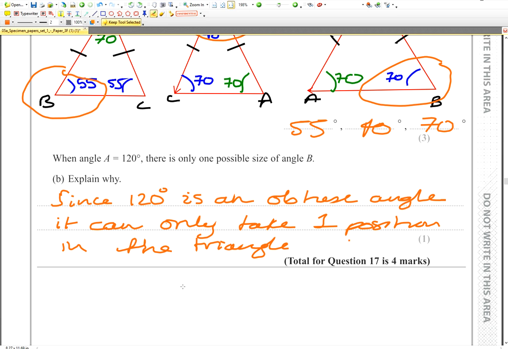Okay. Because it's an obtuse angle, there's only one option. We can even draw it on the bottom over here. Oh, it's not good. That's just not very good. Let's try again. Let's try this one. Okay, and we go like this, like this, like this.